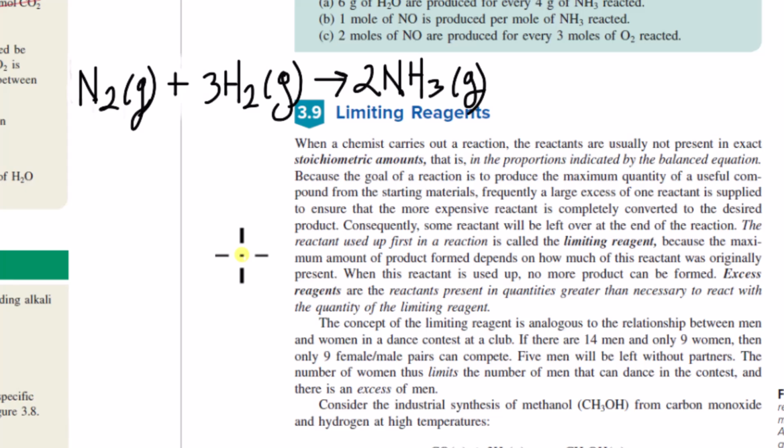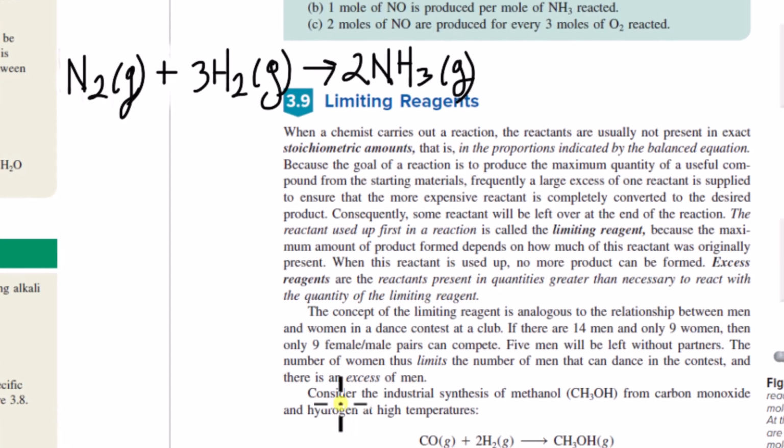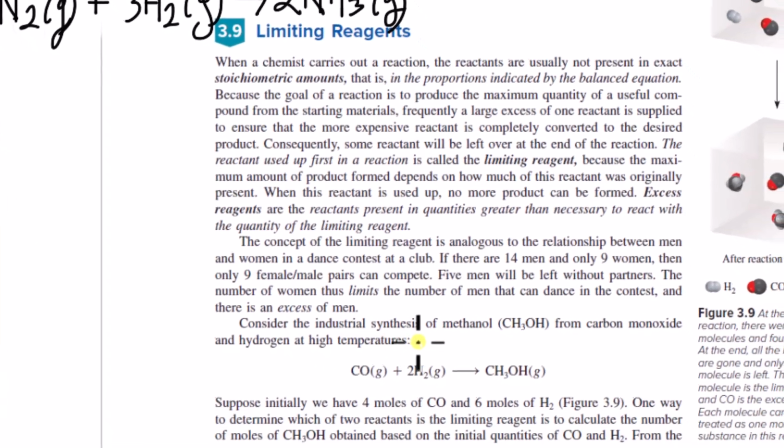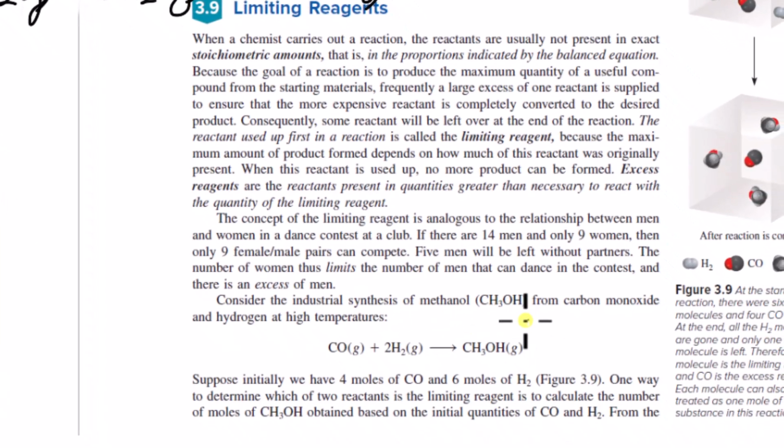You can't have a limiting reagent or excess reagent in the products of a reaction. We're focusing on reactants here. Okay, so consider the industrial synthesis of methanol from carbon monoxide and hydrogen at high temperatures. So here's the balanced equation. Suppose initially we have 4 moles of carbon monoxide and 6 moles of hydrogen gas.